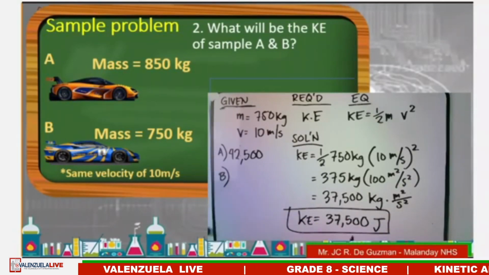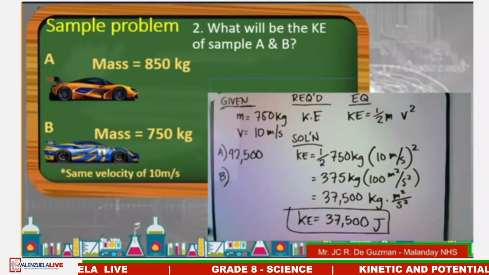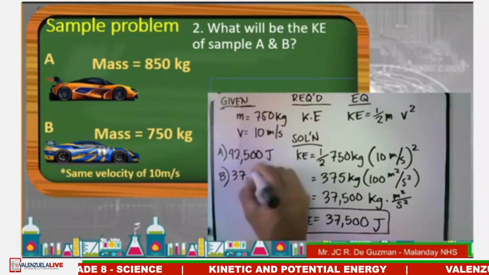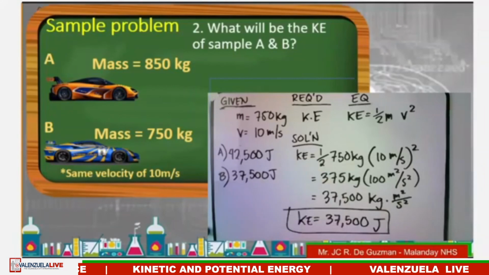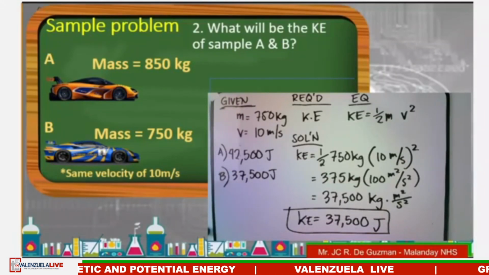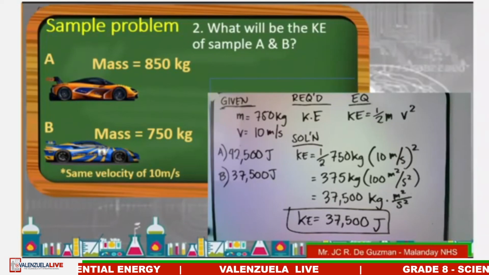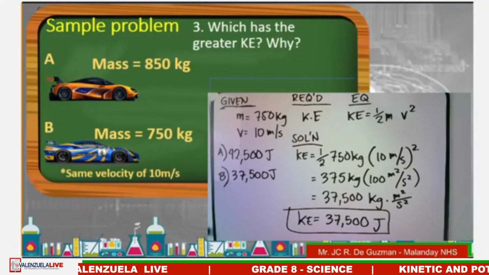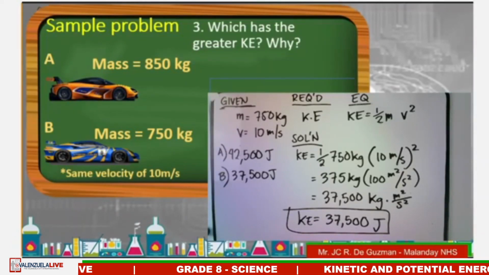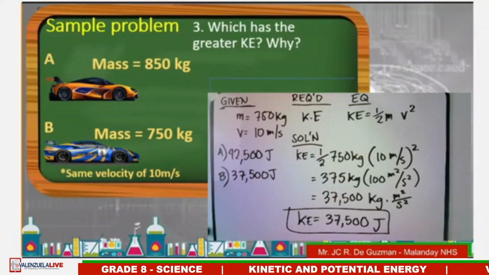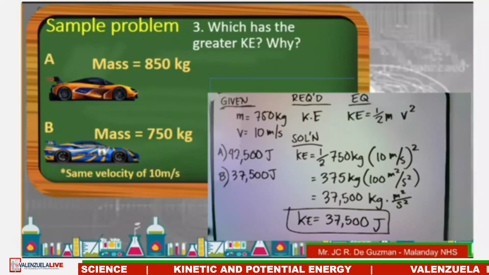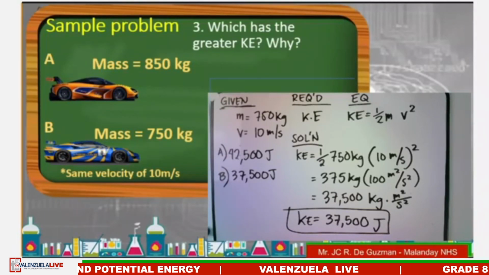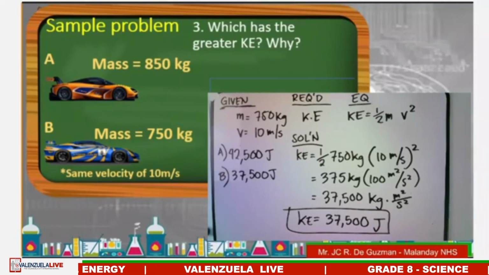So let us now compare our answer to the first one. For the first car, we have 42,500 joules. While for the second car, we have 37,500 joules. So let us now proceed to the third question. Which has the greater kinetic energy? Which one do you think has the greater kinetic energy? Is it the first car or the second car? Very good. It will be the first car. So we have 42,500 joules for the first one.